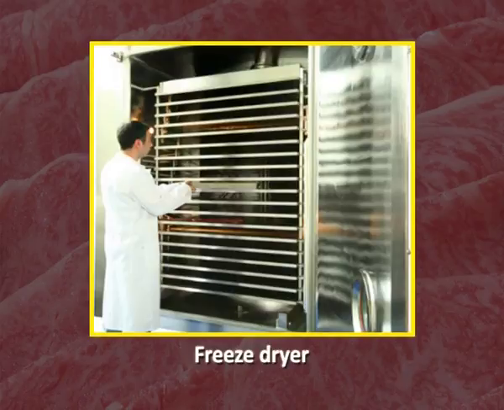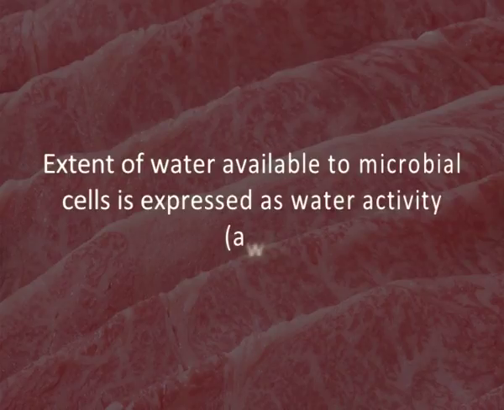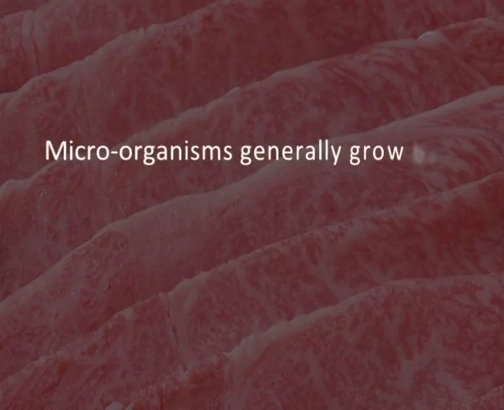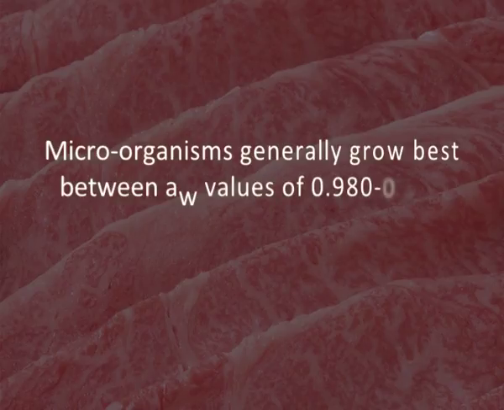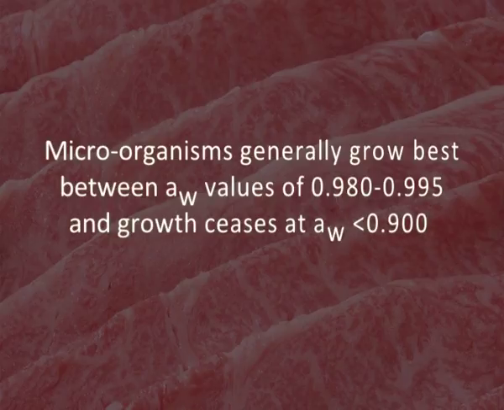Dehydration. Removal of water from meat concentrates the water-soluble nutrients, makes them unavailable to the microorganisms. The extent of water available to microbial cells is expressed as water activity. Dehydration lowers water activity considerably to prevent the growth of spoilage microorganisms, as each microorganism has minimum, optimum, and maximum water activities. Microorganisms generally grow best between the water activity values of 0.98 to 0.995 and growth ceases at a water activity less than 0.9.